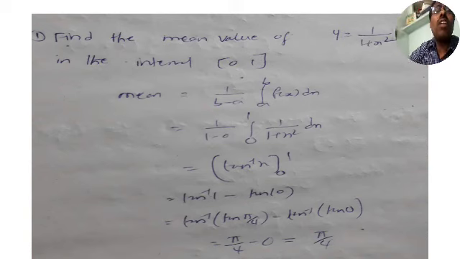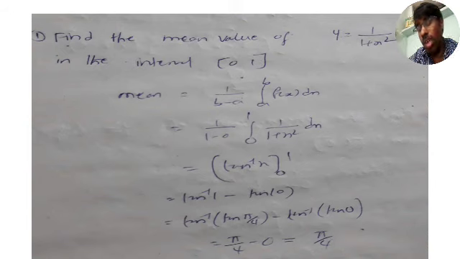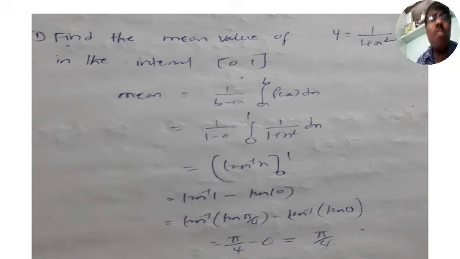That's it. Just apply the formula. Substitute f of x, lower limit a, upper limit b, then integrate, and upper limit minus lower limit gives the answer. So this is my first problem, and for this function on the closed interval 0 to 1, the mean value is pi by 4.